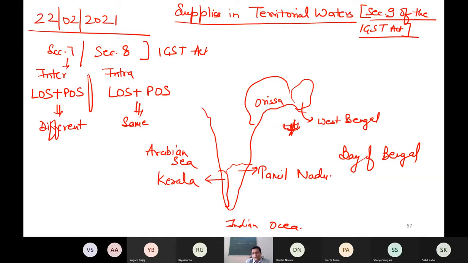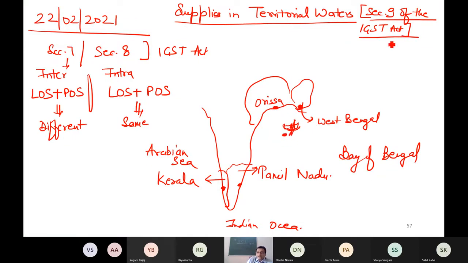Maybe the person whose goods were on the ship has transferred the ownership of those goods to any other party. Though the goods have not yet reached the port, reached the land, still the goods are transferred. Technically, supply is happening. Had the goods been transferred when they were at this port, Tamil Nadu, there would have been no issue. Tamil Nadu becomes the state. Kerala becomes the state if the goods are supplied here. Odisha becomes the state if the goods are supplied here. West Bengal becomes the state if the goods are supplied here. But when the goods are supplied here, how do you know which state?